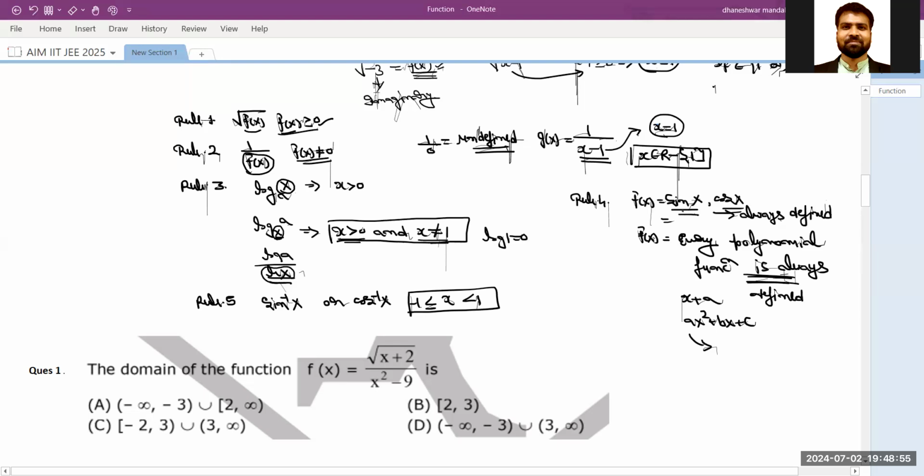If you have any function in sine and cos, then this is always defined. Always defined means its domain is the real numbers. You can take any number from here. Similarly, a polynomial function is always defined. It means the domain of a polynomial function is also the real numbers. And if you have sin inverse or cos inverse of x, then this x must lie between -1 to 1. Is this clear to everyone? So we are going to solve the questions.